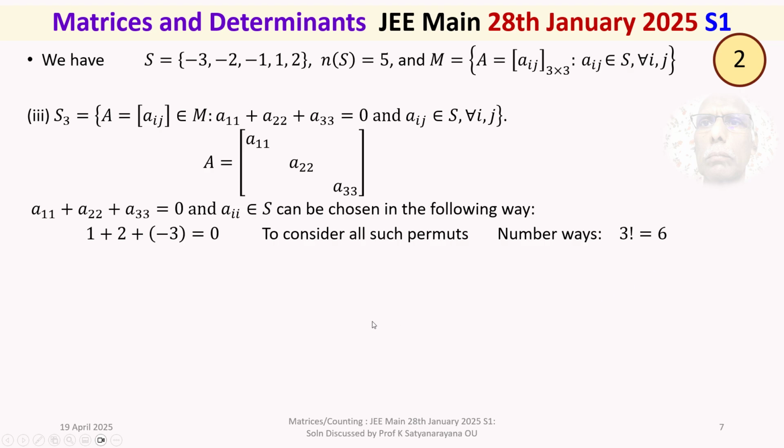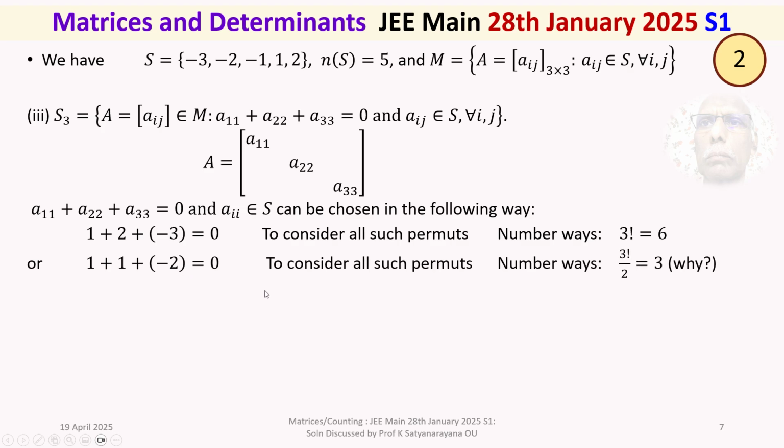Is there any other combination? Yes. We see 1, 1, minus 2. The sum is 0. Now we have to consider all such permutations. How many such permutations will there be? 3 factorial by 2 factorial. Why 2 factorial in the denominator? Because these 2 elements, 1 and 1, are alike. Out of the 3 elements, 2 elements are alike. So the number of permutations will be 3 factorial divided by the factorial of the number of alike elements, that is 2 factorial. So 3 factorial by 2 factorial is equal to 3.